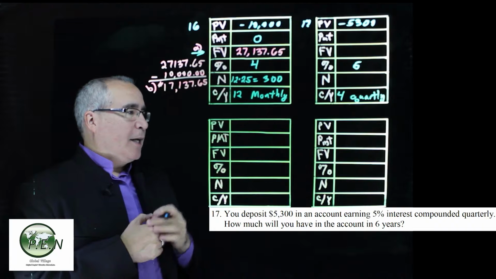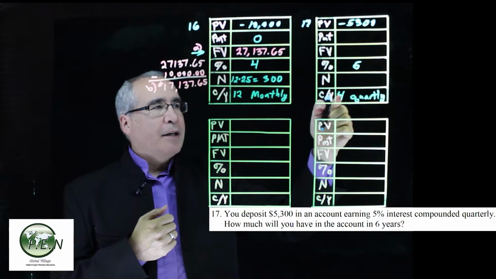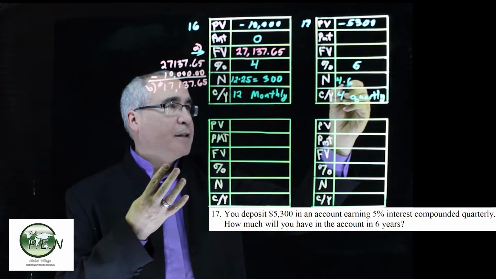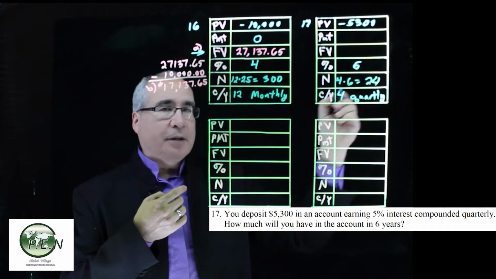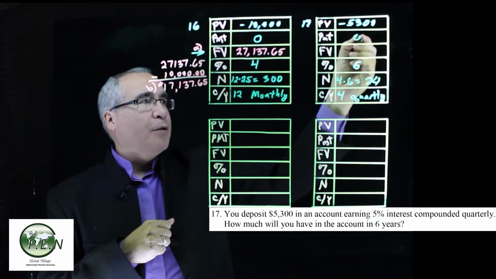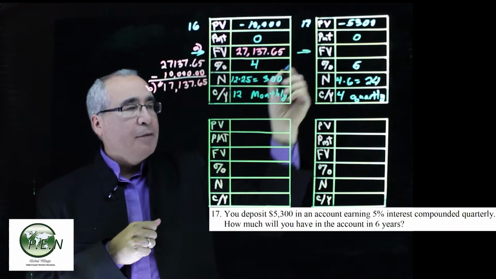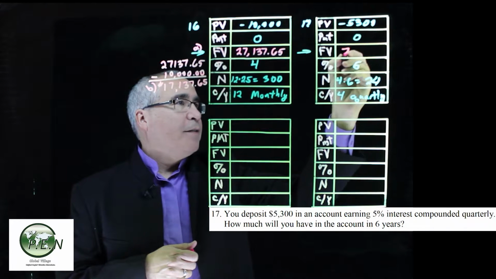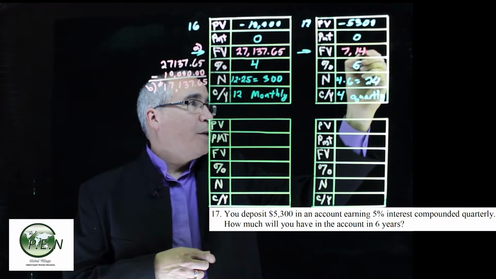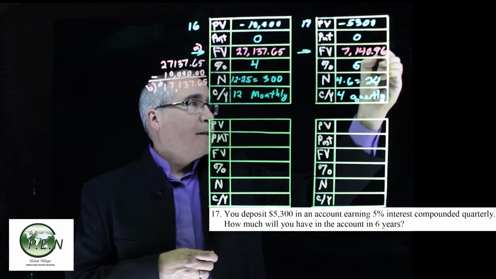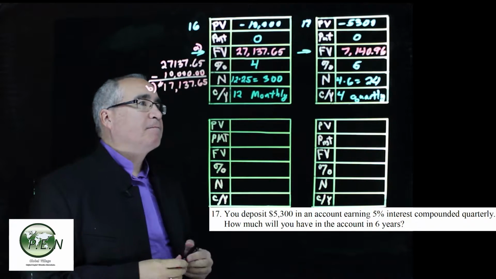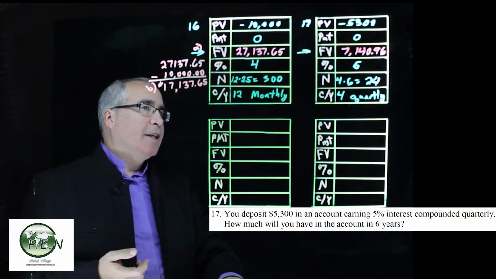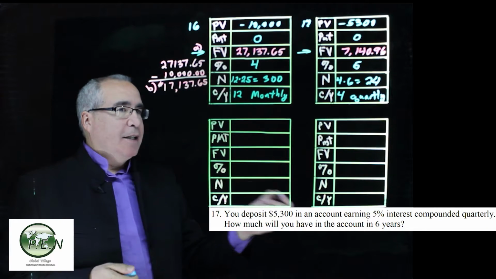How much will you have in the account in 6 years? Again, quarterly means 4 times a year, times the number of years, so we're going to have 24 periods. That's what we enter in there. No payments. Click on the future value button, and we get that we will have $7,140.96. So 5% is more than 4%, so we kind of see the comparison, not directly, but okay.